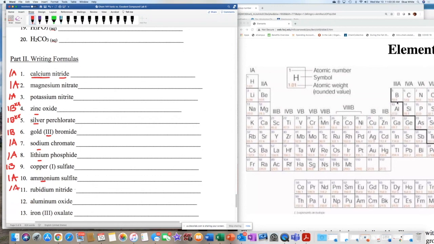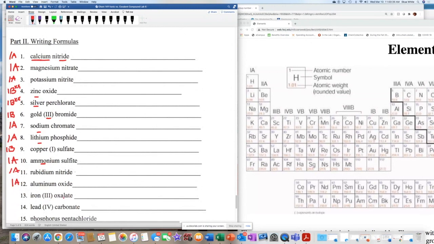Aluminum right here, also ionic A, not an exception, right? Iron 3, oh, that format, ionic B, no question about it. Sorry, let me stop skipping stuff. Iron 3 is right here, the regular B element, right? Then we have lead 4. So by looking at this first, I can make a judgment: lead 4 is ionic B.